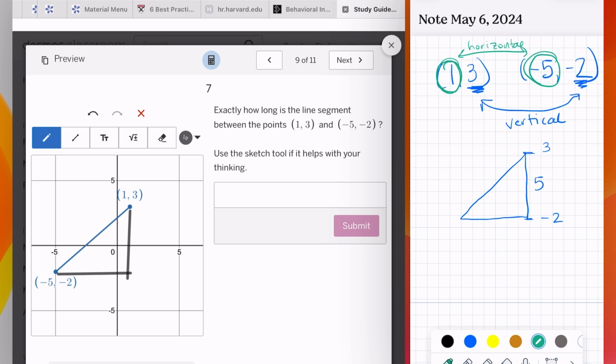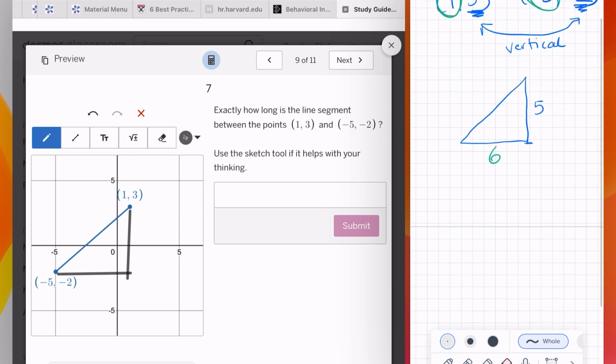And here I'm going between positive 1 and negative 5. So that's a change of 6. Again, you could subtract that to figure that out. Okay, and then once you've done that, that's sort of the hard work.